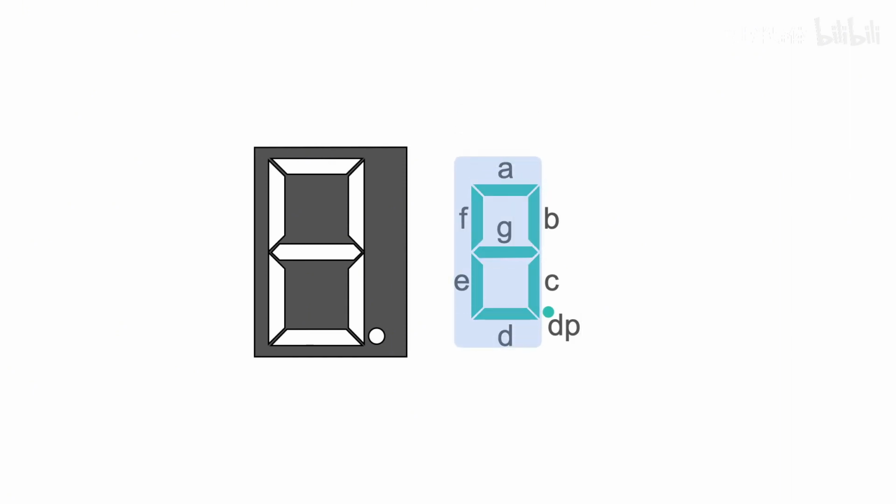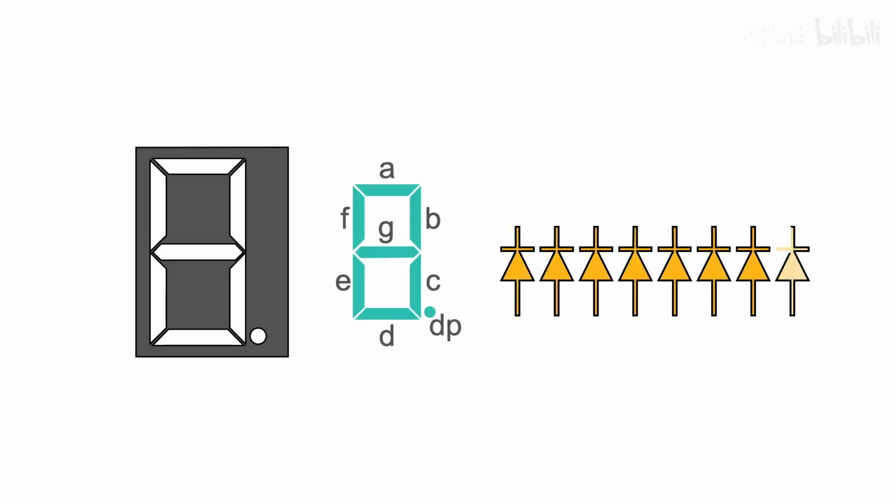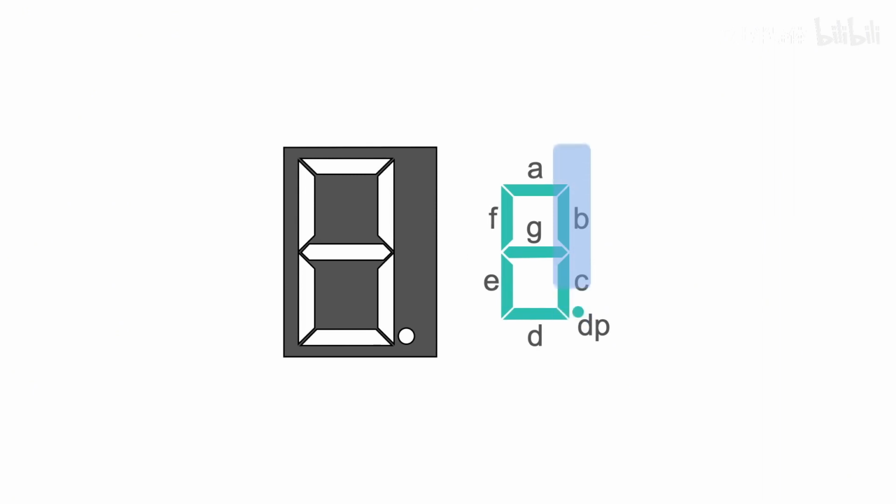This is a 7-segment display. It has 8 segments in total. A to G are for displaying numbers, while the 8th segment, DP, can only display a decimal point. Each segment of it is an LED light. When BC is lit, it displays 1. When ABCDEF is lit, it displays 0.